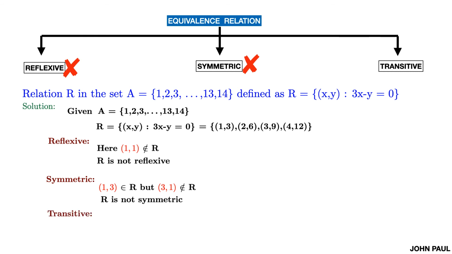Transitive. (1, 3) belongs to R. (3, 9) also belongs to R. Then (1, 9) should be present, but in this (1, 9) does not belong to the relation R. Therefore, R is not transitive. Therefore, this is not an equivalence relation.